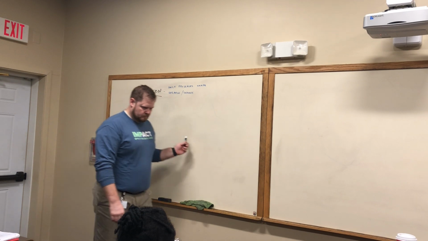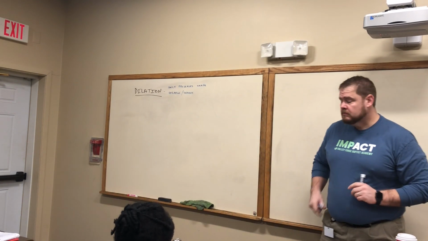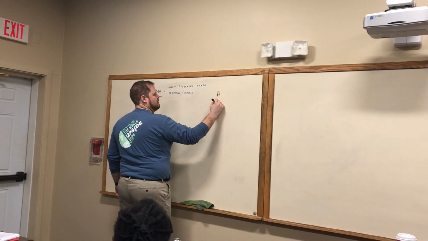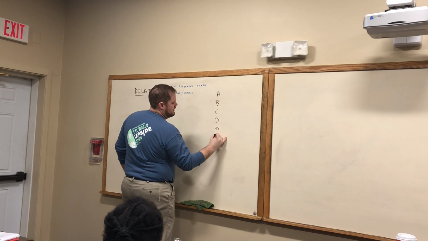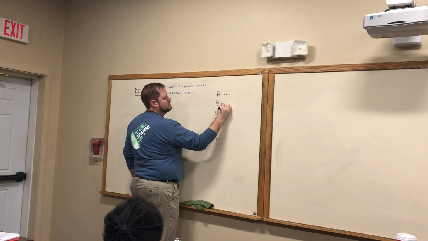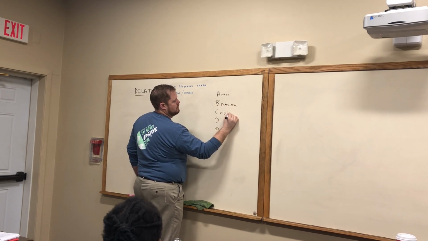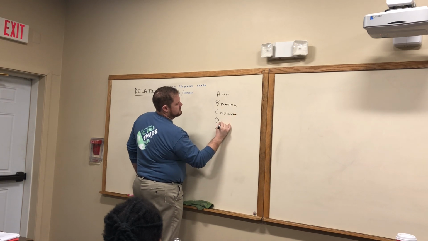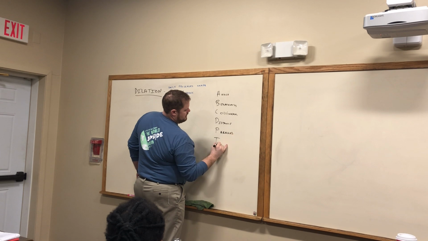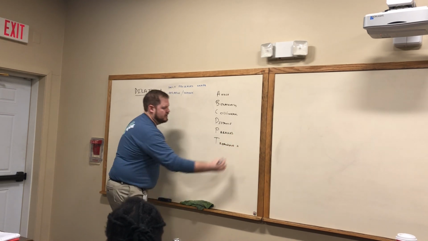Everybody's still with me? So, let's review again. Watch. A, B, C, D, P, T. A, angle. Betweenness. Collinear. Distance. Parallel. And triangle. Now, you sound like zombies.